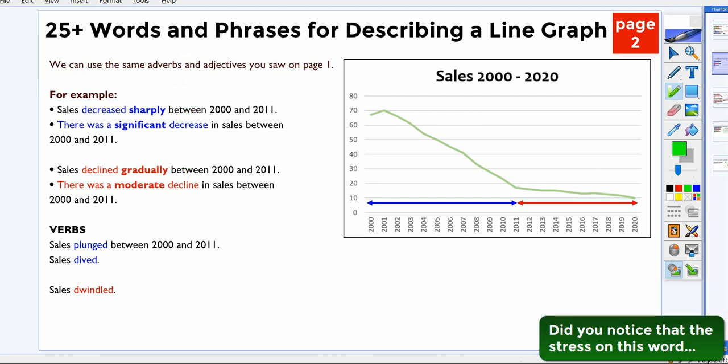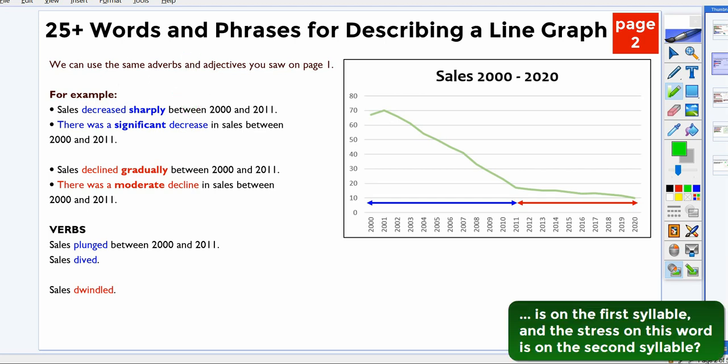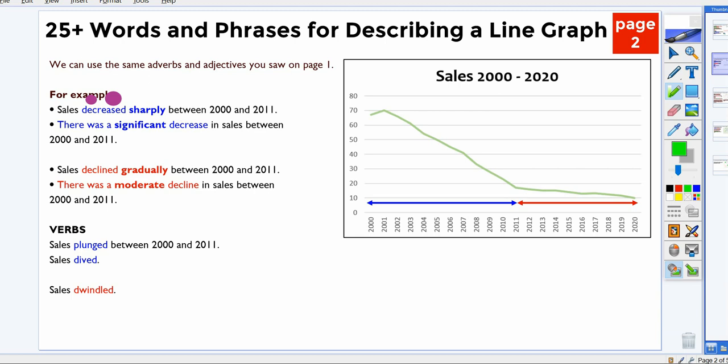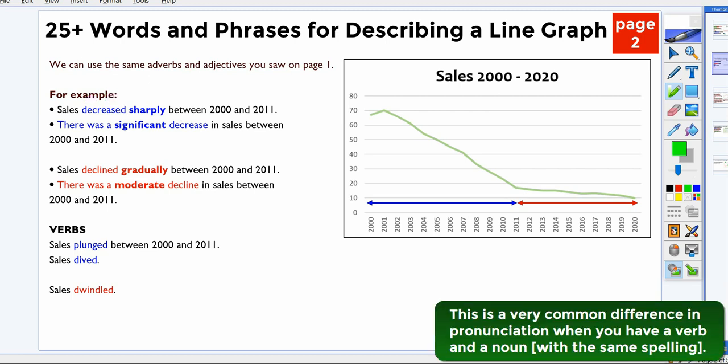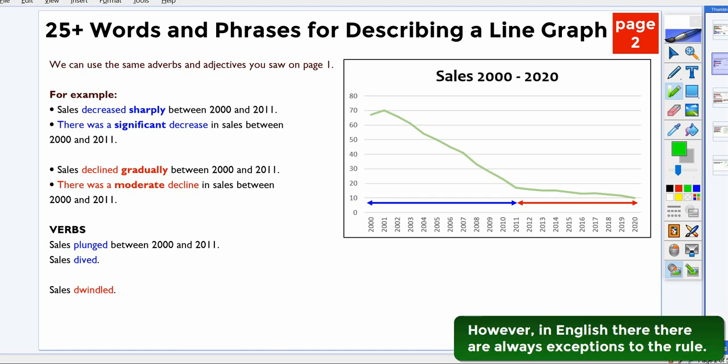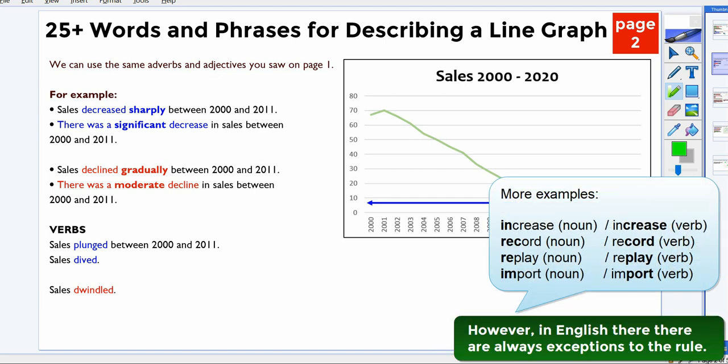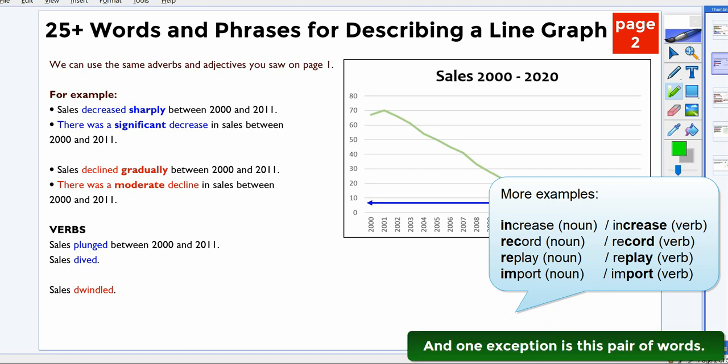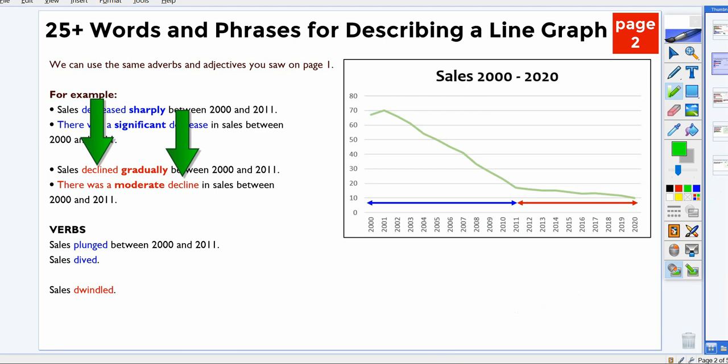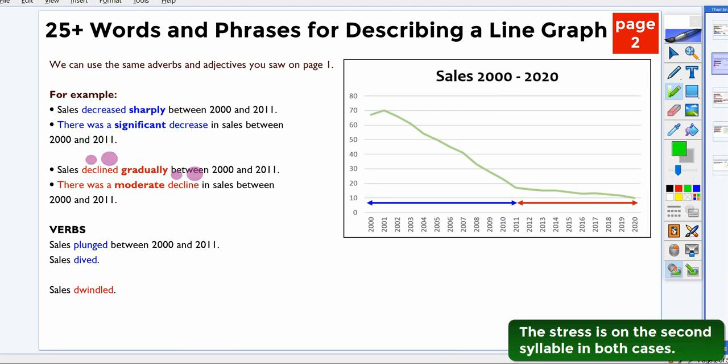Did you notice that the stress on this word is on the first syllable and the stress on this word is on the second syllable? This is a very common difference in pronunciation when you have a verb and a noun. However, in English there are always exceptions to the rule, and one exception is this pair of words. The stress is on the second syllable in both cases.